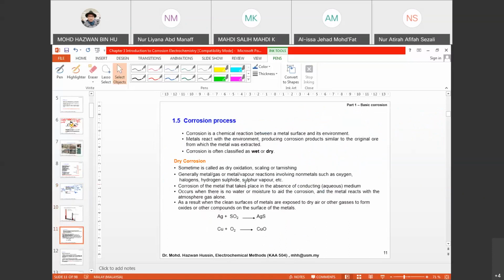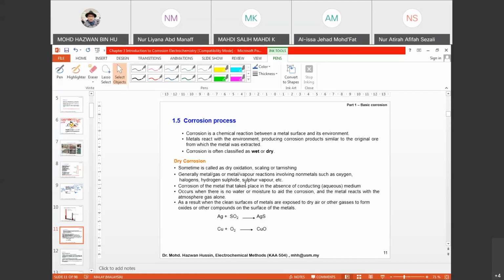All right, so we are moving on to the next part, the corrosion process. All the while, I think, we have explained the definition of corrosion, the implication of corrosion, its causes, and the techniques that we can propose to control corrosion. So we are going to study more details about how the corrosion process can occur. Corrosion can occur either by wet condition or dry condition. So that is why we call this dry corrosion or wet corrosion.